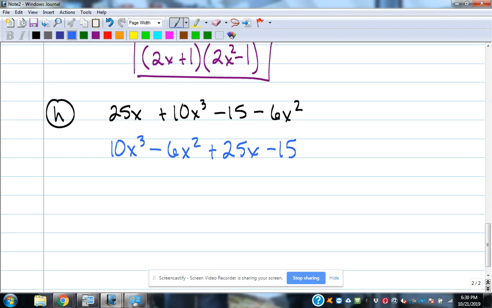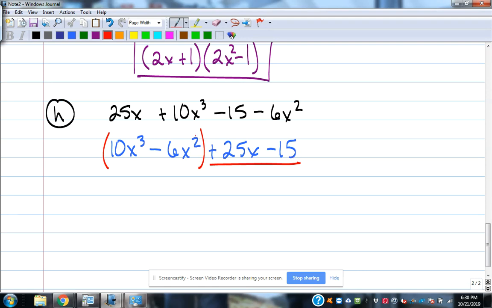Okay, now, is there a GCF across the entire problem? Not quite. Almost. The 6 messes it up. So how many terms are there? 4. So that tells me that I should be doing grouping. First 2, second 2.